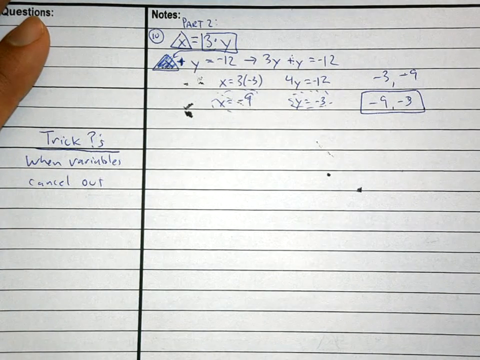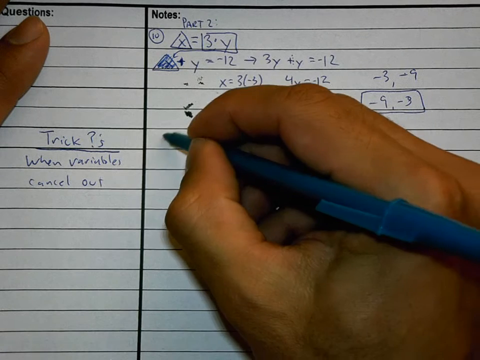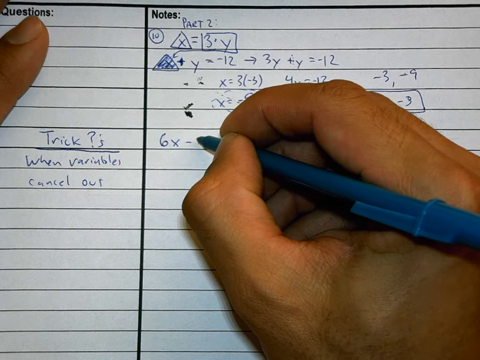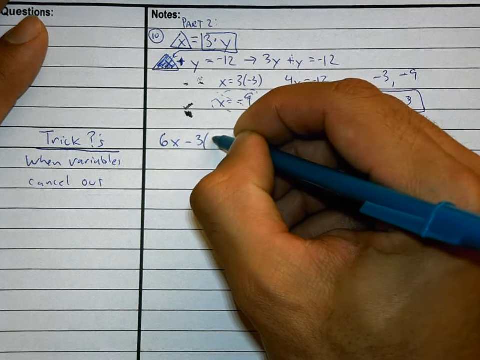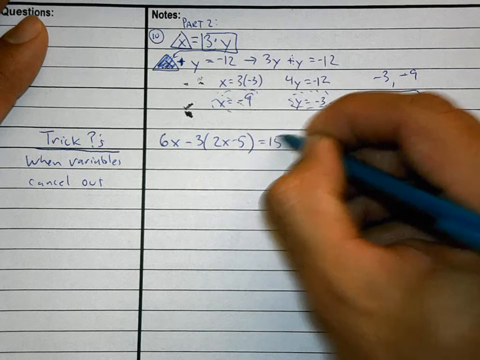Okay, using the method that you just learned. Sometimes you're going to get problems that look like this, and I want to show you what it looks like. Minus 3, 2x minus 5 equals 15.